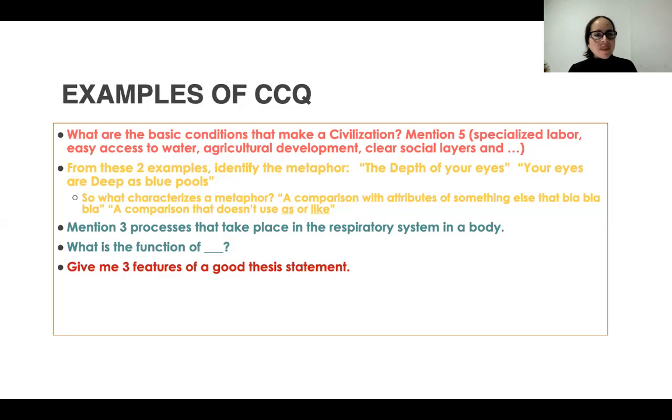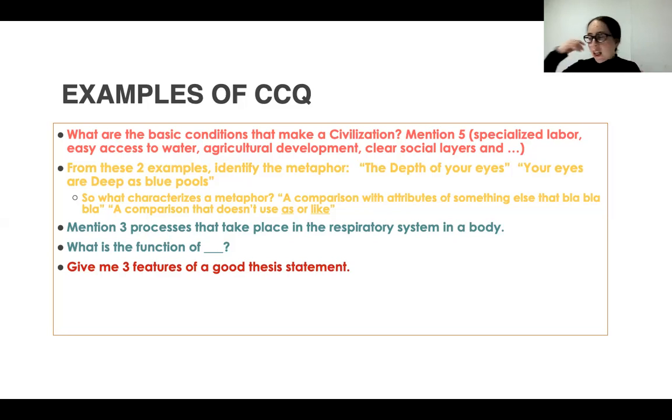Another example of CCQ: mention 3 processes that take place in the respiratory system in a body. I'm not a science teacher, but there is that. What is the function of whatever in the blood stream? But it's very specific. Give me 3 features of a good thesis statement. If you see, I'm using clear numbers. If they narrow it down to things that they can pinpoint with the fingers of one hand, they might recall it more easily.